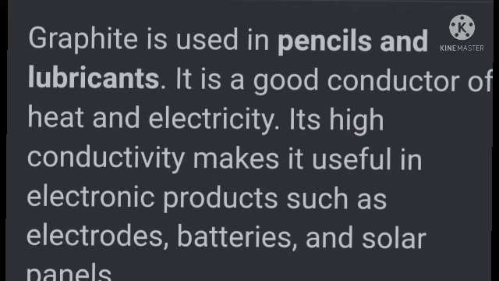Fourth use, as a lubricant. Because of its weak van der Waals force, it is used as a lubricant. One layer can slide over another. So, it is used for making lubricant. Fifth use, it is used in nuclear reactors. To control the nuclear reaction, graphite rods are used in nuclear reactors. So these are the uses of graphite.